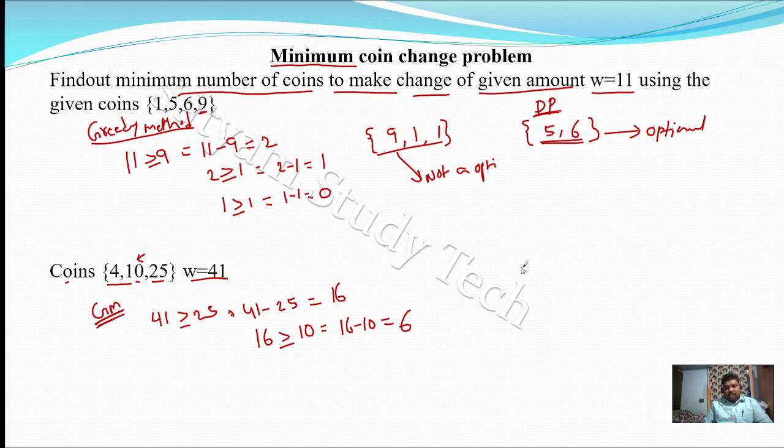By using the dynamic programming approach, we get the optimal solution. It is one 25 rupee coin and four 4 rupee coins, that is 16 plus 25, which is 41. The solution exists. So the minimum number of coins required is 5 by using DP. But in the greedy method there is no solution for this problem.